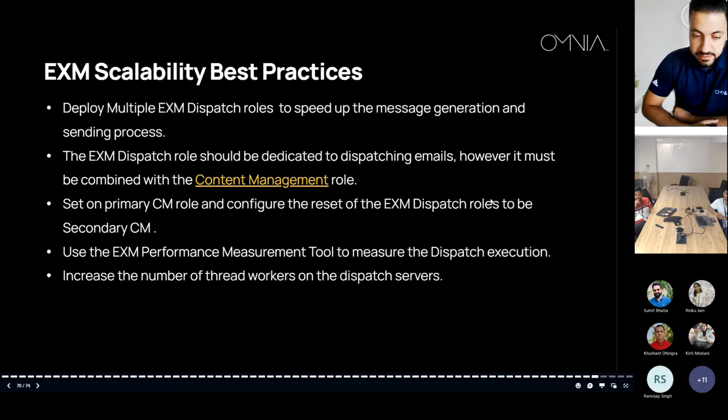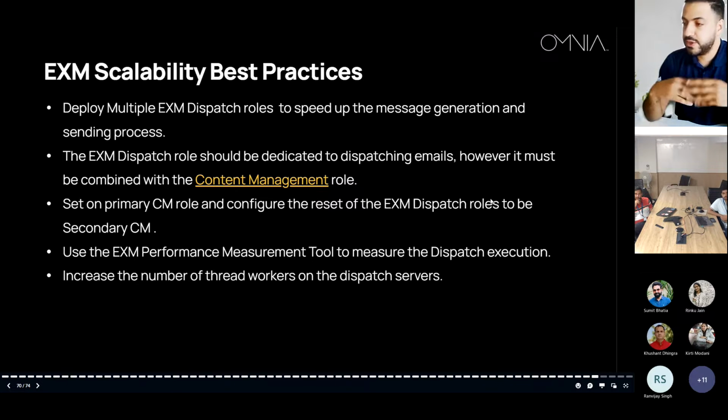So how did we scale EXM? I remember when we installed EXM and ran our first email batch, it took us 3-4 days to send around 100,000 emails. Then we said, what? This is so much. 3 days for sending 100,000 emails. This is not acceptable, right? And we looked through Sitecore. We talked to the support and we consulted with Sitecore and they helped us as well, right? And these are the things that we did, where we ended up sending like 70,000 emails in 5 minutes or 3 minutes, okay? The first thing we did is we deployed multiple EXM dispatch roles.